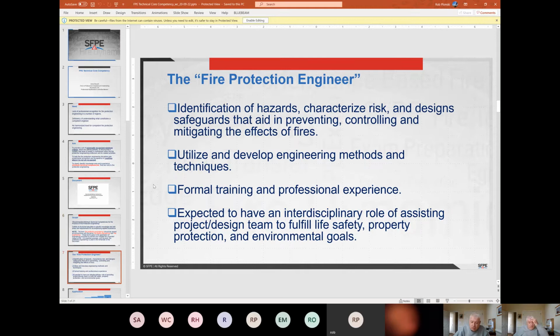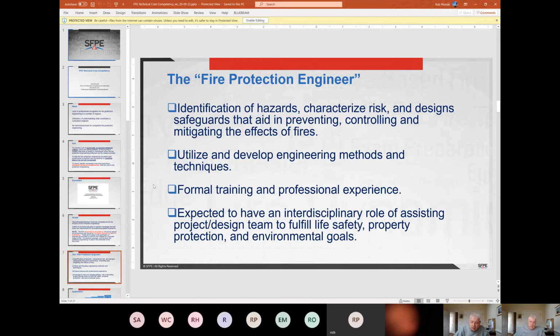So the fire protection engineer, this includes the identification of hazards, characterization of risk. They design safeguards that aid in preventing, controlling, and mitigating effects of fires. In general, that's a description of a fire protection engineer, a fire safety engineer, a fire engineer globally, without regard to the title of a person that's provided these levels of activity. So that was a unified position on the definition of a fire protection engineer.